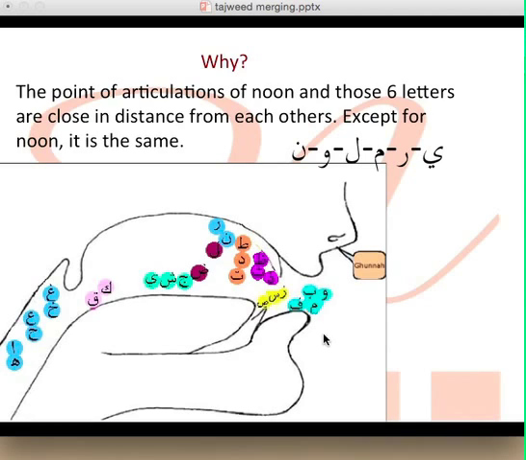Now, if you can see, the noon comes from, where is the noon? It's supposed to be from here, from the tip of the tongue. Here it is, that's the noon. And that's the ra, the lam, the waw, the mim, yarmilun.